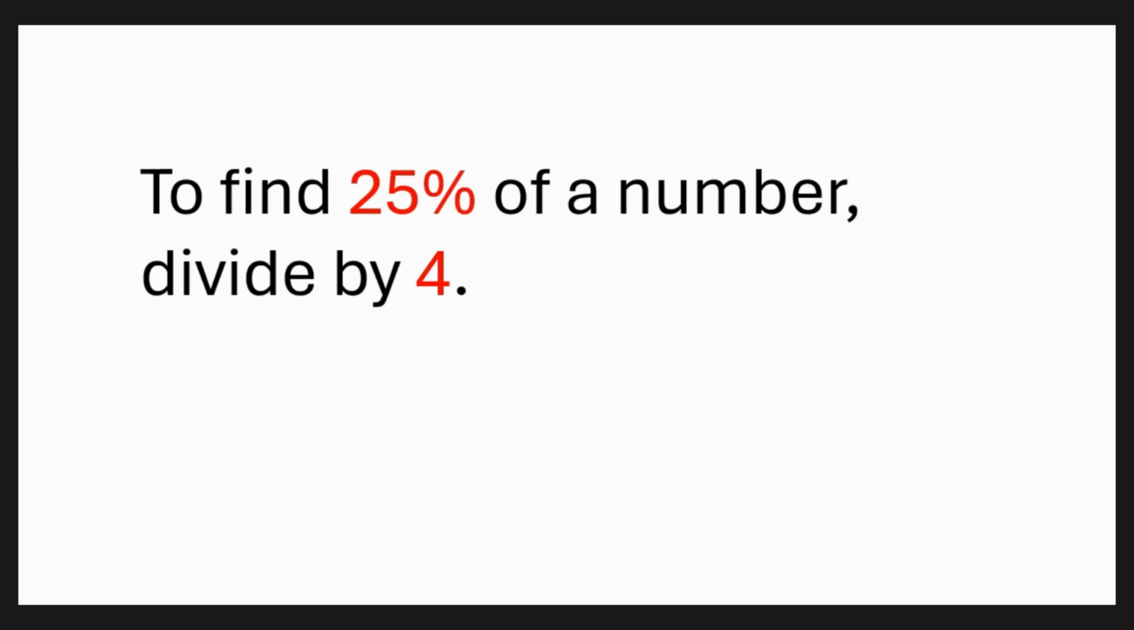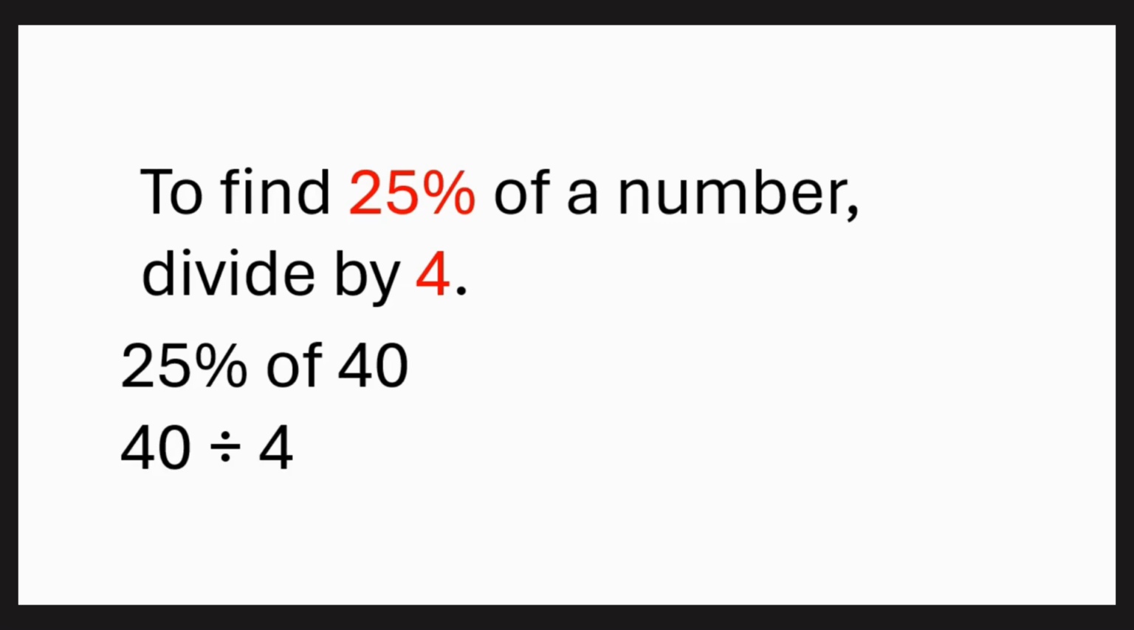Next, to find 25% of a number, you divide by 4. 25% is 1/4. So let's look at this example. 25% of 40. So we're looking at a quarter of 40. 40 divided by 4, and that gives you 10.